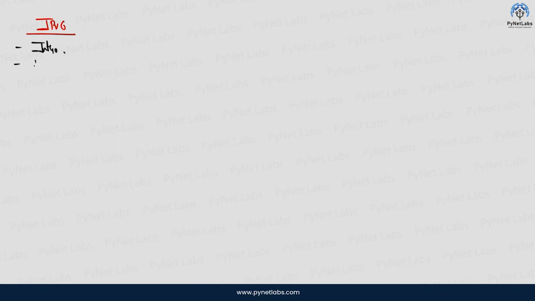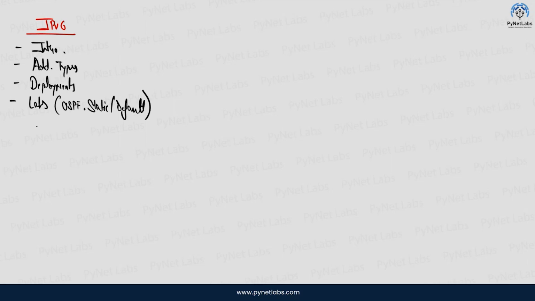Then after this, we will be discussing the address types of IPv6. And apart from that, we will verify the deployments. And there are some labs of routing protocols. So labs of OSPF, static routing, and default routing are there. These are a few things which we discuss with IPv6 in your CCNA training.